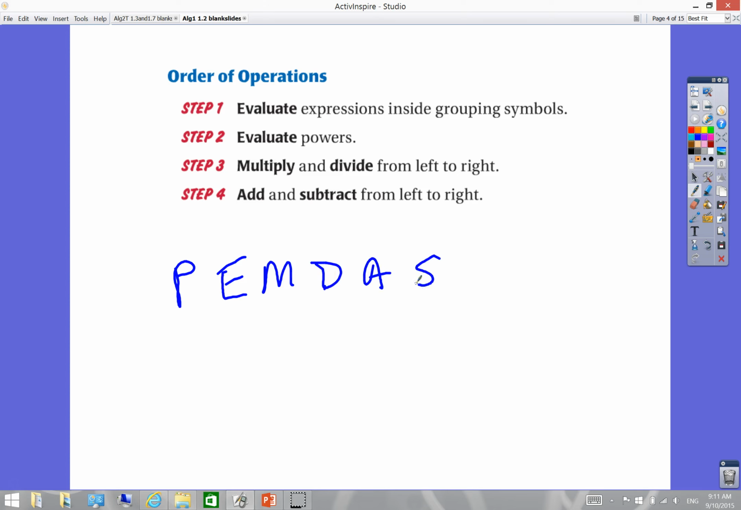P-E-M-D-A-S. Teachers, at this time, please release all sophomores to the auditorium. Students, leave your belongings in class. You will report back to 2AB. Thank you.